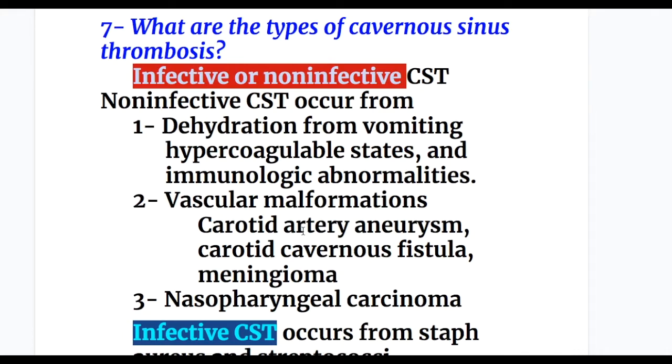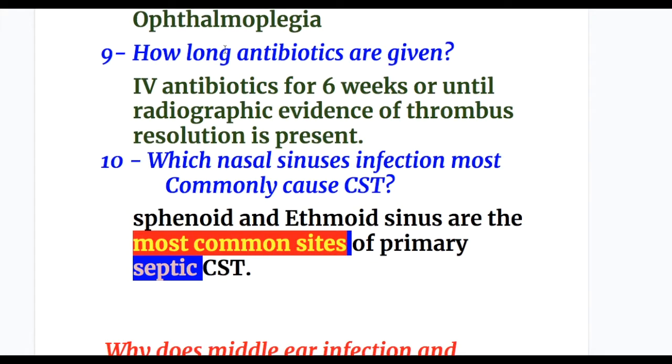Question 7, what are the types of cavernous sinus thrombosis? We already did it. Infective or non-infective cavernous sinus thrombosis, and the causes for the non-infective are dehydration, hypercoagulability states, immunologic abnormalities, vascular malformation, and nasopharyngeal carcinoma. Whereas infective type is caused by Staph aureus in 70% of cases and by aerobic and anaerobic streptococci in 30% of cases.